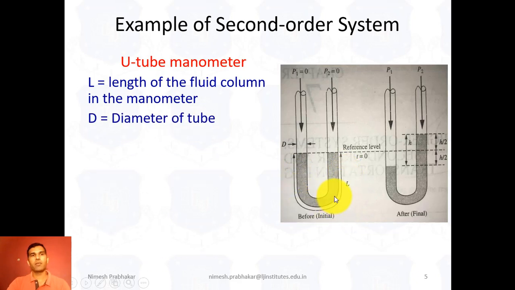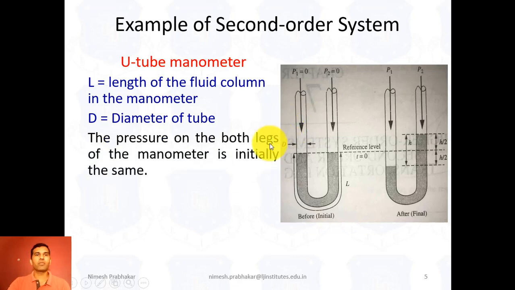Okay, and this D represents the diameter of the tube. Now at the initial stage, the pressure on both legs is the same. That means at the initial stage there is no movement in this fluid. This mercury fluid does not move, because at the initial state the pressure P1 is equal to 0 and P2 is equal to 0, or both pressures are the same. So at that time there is no movement in the mercury level.